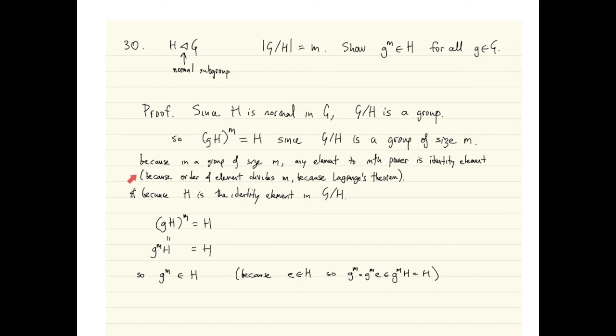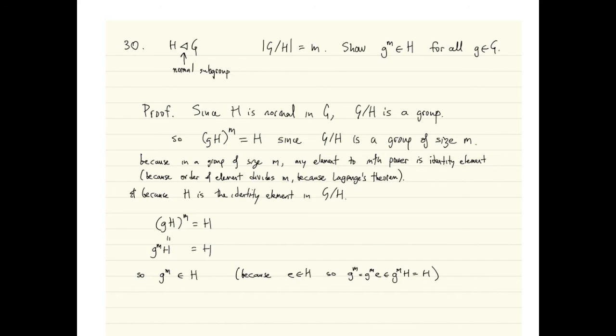And here I've written down what I've just said, because in a group of size M, any element raised to the Mth power is the identity element. And that's again because the order of an element divides M because of Lagrange's theorem. Okay, so now what is gH to the Mth power? The definition of product in the factor group is you take the representative, in this case g, and multiply it, in this case M times with itself, and so we get g to the M times H.